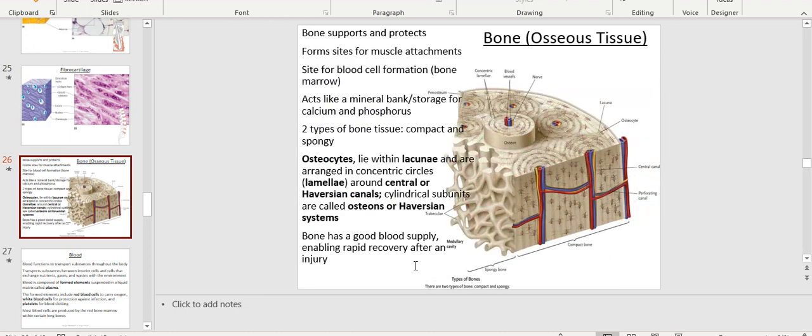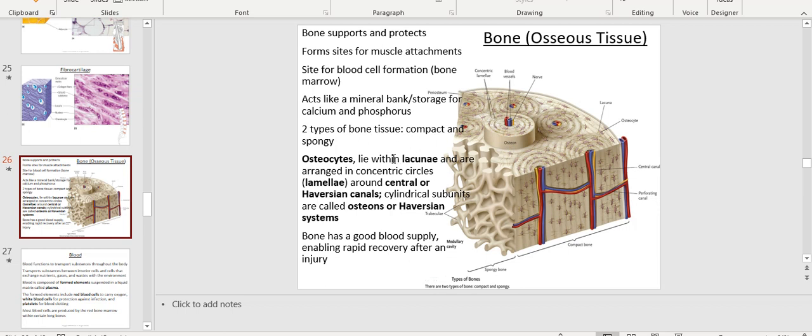Bones, we'll get more into bones there when we do them next week, but the bones support and protect. They form sites there for muscle attachment. And you'll see there that there's blood and lymph all through here. And you'll have a look, and you can see here your osteocytes. You see the blood vessel in here. There's nerve in there too. These concentric circles there, we call them lamellae. And it's almost like tree rings where they grow out from a central area.